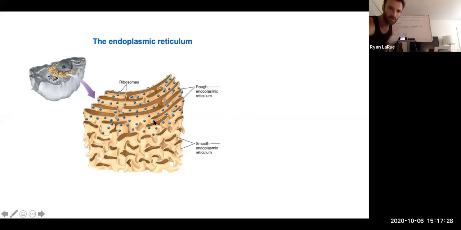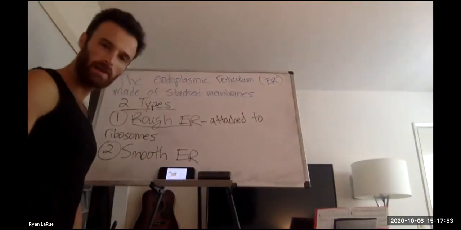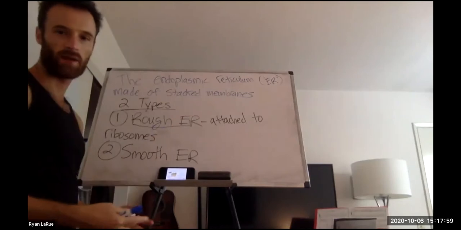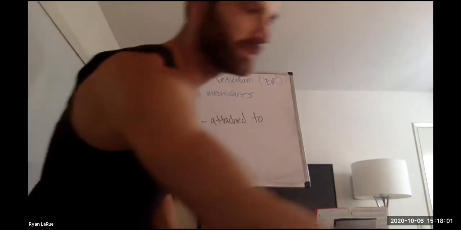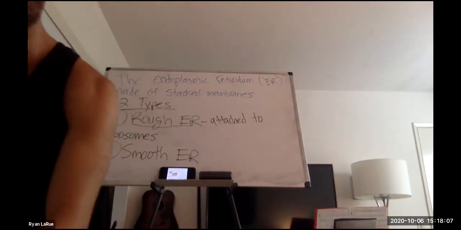Here's your rough ER, and you can see our ribosomes are attached to it. And I have a kind of funny analogy, or comparison: you can think of it as like a poppy seed bagel, right? Kind of looks like that. And then the smooth ER is like a plain bagel. Anyways, I was hungry one day and looking at it, and I was like, that looks like a bagel. So the rough ER, you have these ribosomes attached to the stack of membranes.